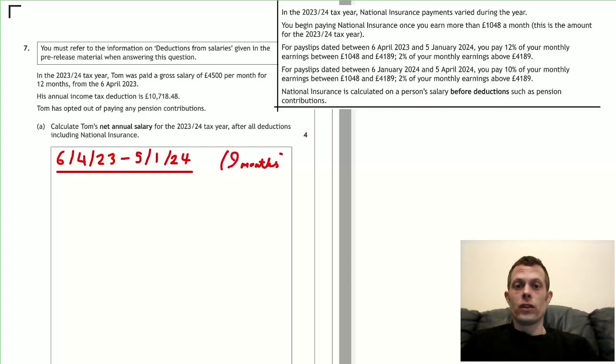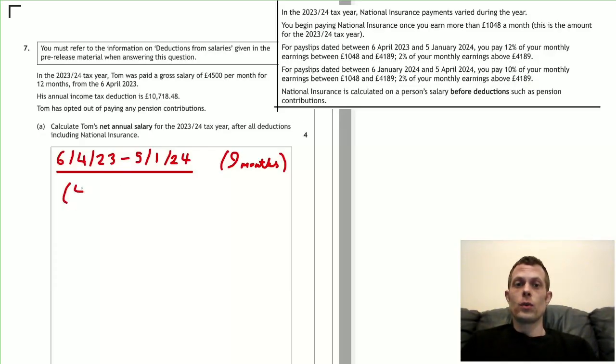You'll also notice that the rule about the 2% of your monthly earnings above £4,189, that is the same across the entire year. So we can calculate that 2% tax on national insurance just in one go and multiply that by 12. So we really have 3 different calculations, one with the 2%, one with the 12%, and then later on one with the 10% for the other part of the tax year.